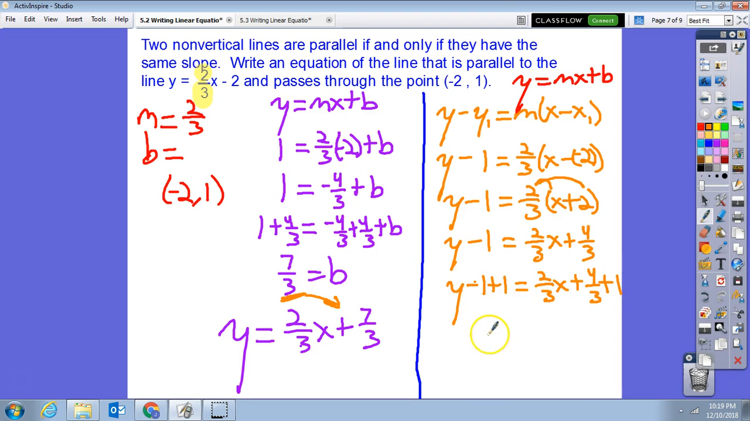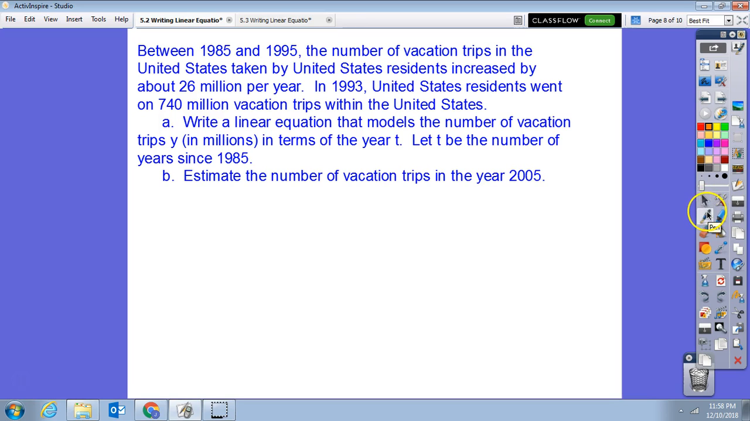It cancels out and leaves me with y equals, again, that's what I'm looking for, 2/3 x, and then I've got my b now. 4/3 plus 1 is 7/3. It's the same equation, either way you do it. No different. Alright, so now we're going to take a look at a word problem that requires you to do the same process that we've just been talking about with non-word problems.